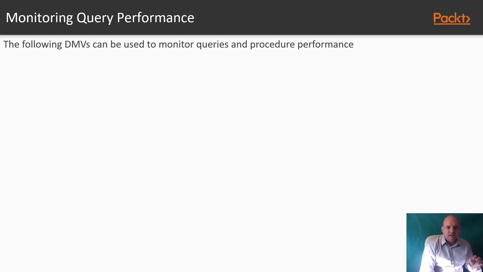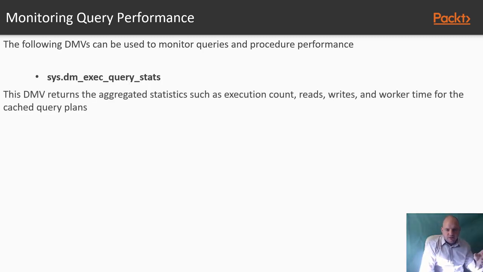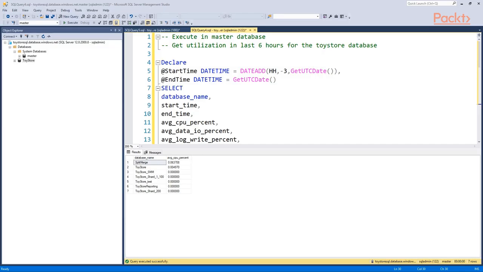Now, there are some DMVs we can use to monitor performance. The following DMVs can be used to monitor queries and procedure performance. So we've got sys.dm_exec_query_stats. Now this DMV returns the aggregate statistics such as execution count, the number of reads, writes, and worker time for the cached query plans. The metrics available on the Azure portal can also be monitored using DMVs.